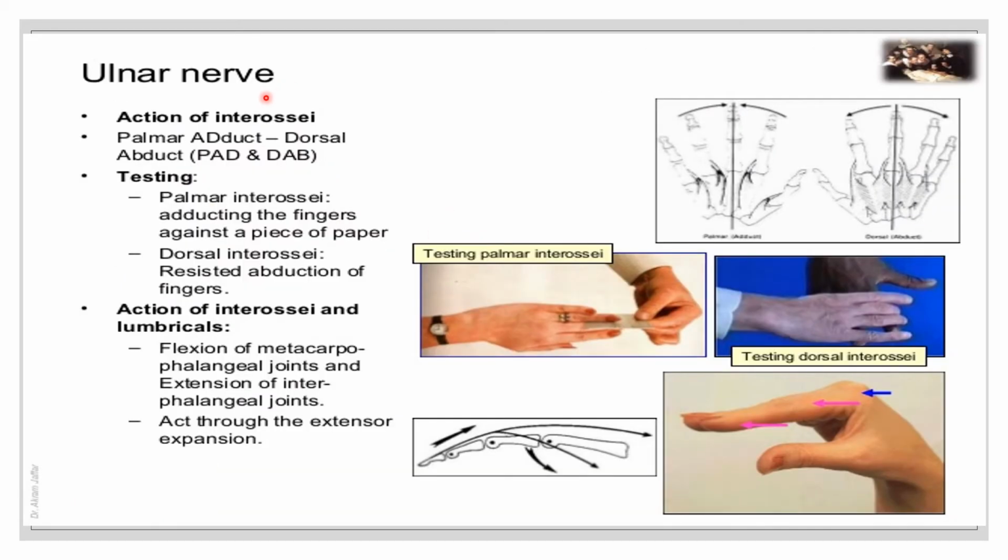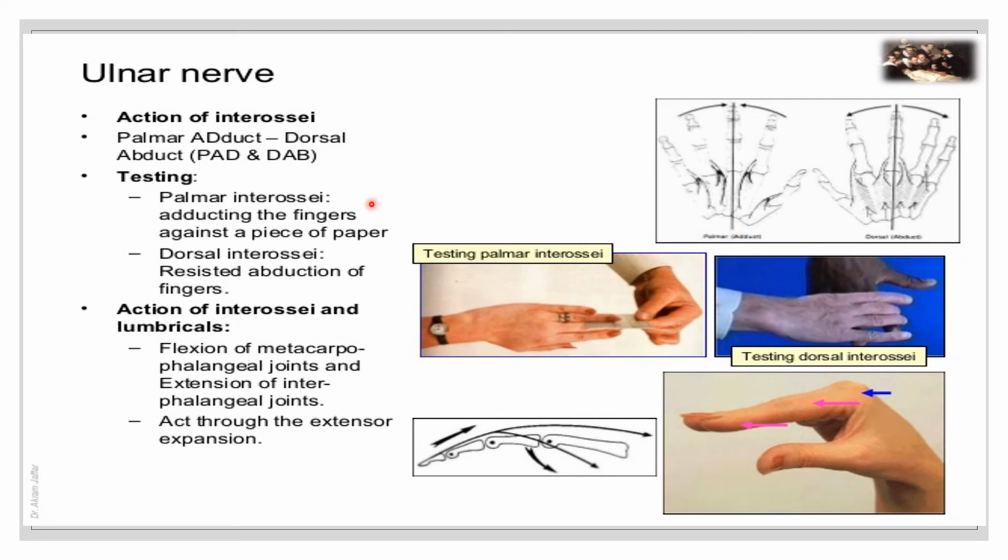So the deep branch of the ulnar nerve, as we already studied, supplies the interosseous muscles, the palmar interossei and the dorsal interossei. The palmar interossei adduct the fingers, and the dorsal interossei abduct the fingers. We memorize this with the mnemonic: palmar adduct and dorsal abduct. Here you can see in this picture that palmar adduct the fingers, that is, move them towards the midline, and dorsal abduct the fingers, that is, move them away from the midline.